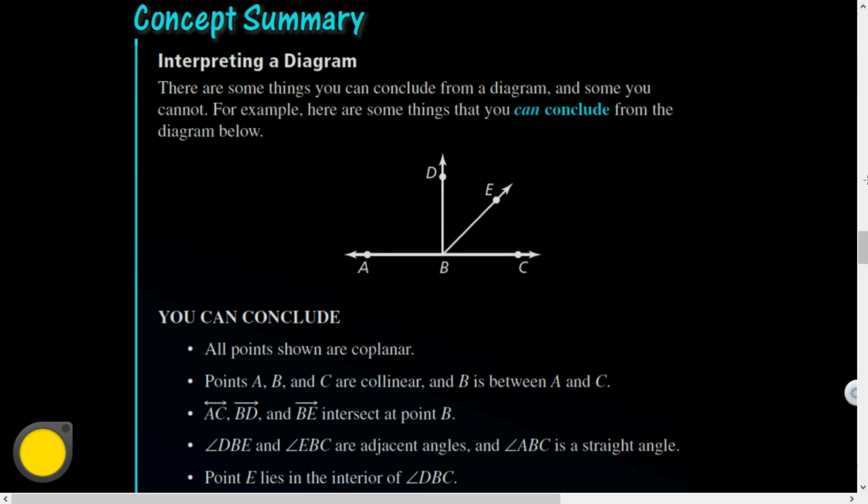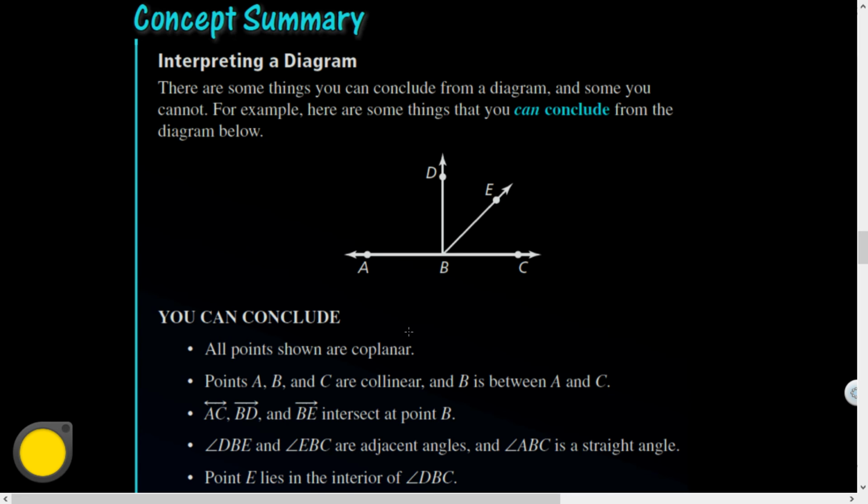All right. So this one, I'm not going to write anything on this. One of the things with geometry that will somewhat be frustrating will be the fact that we have these drawings that look like something's true, but we can't assume it's true. All right, so here's a drawing. It says, here are some things that you can conclude from the diagram below.